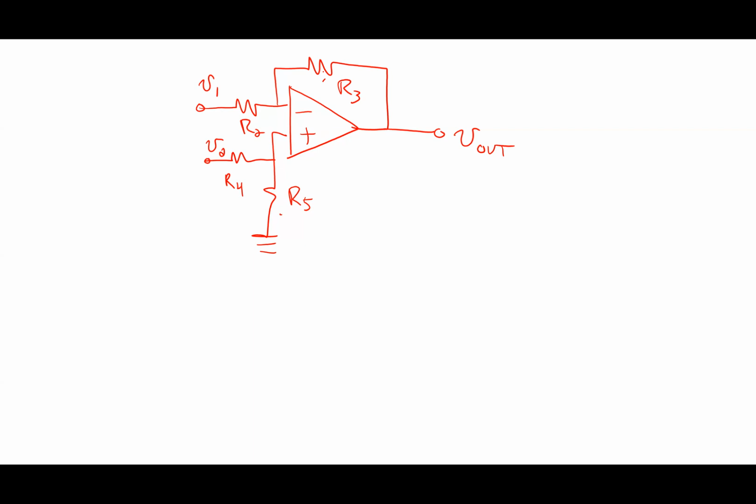What are the golden rules? No current here and no current there. I plus and I minus are 0. The voltage of those two terminals are the same. So basically V plus is equal to V minus. Now, how would you approach this? Do a voltage divider at the bottom to find V plus. Okay, so V plus is what?